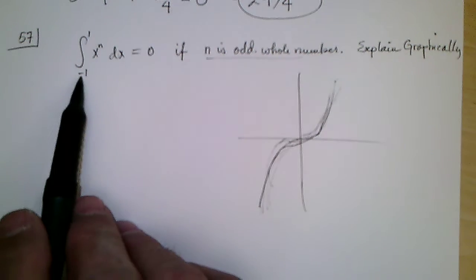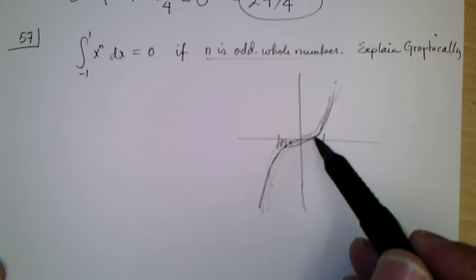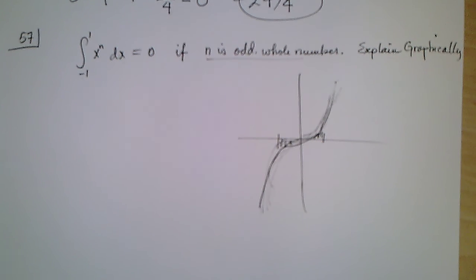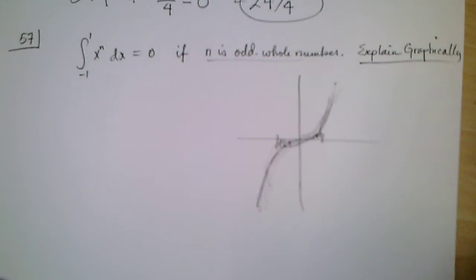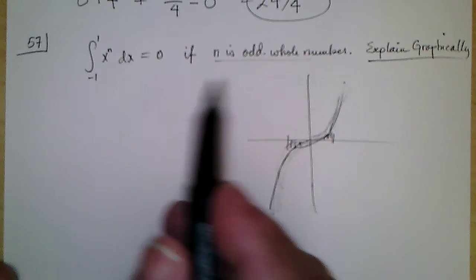And if we're integrating from minus 1 to 1, we're going to have some negative area and some positive area, and they're going to be equal, and so it's going to come out to be 0. So that's explained graphically. Now let's actually do this problem.